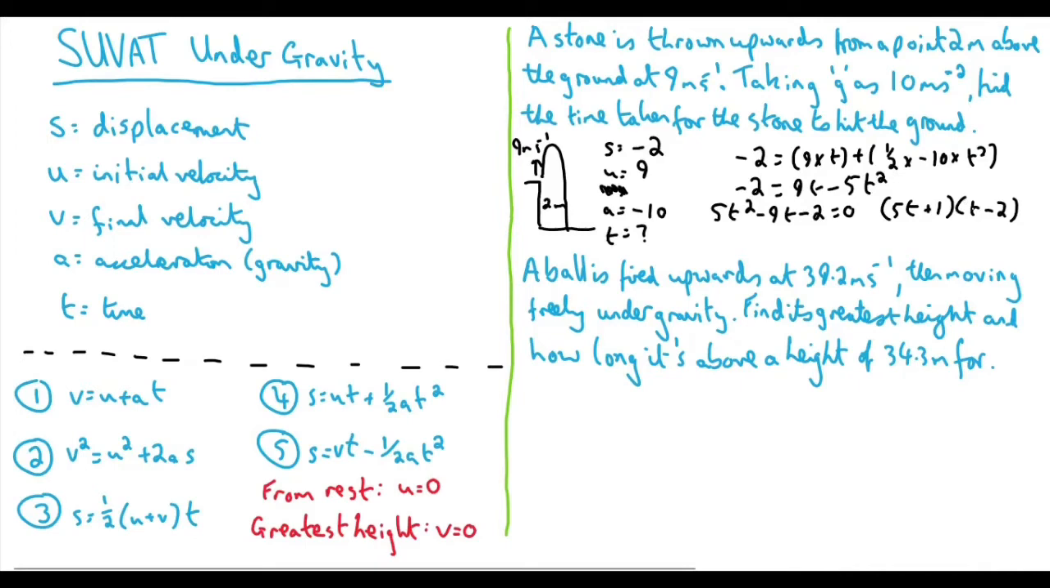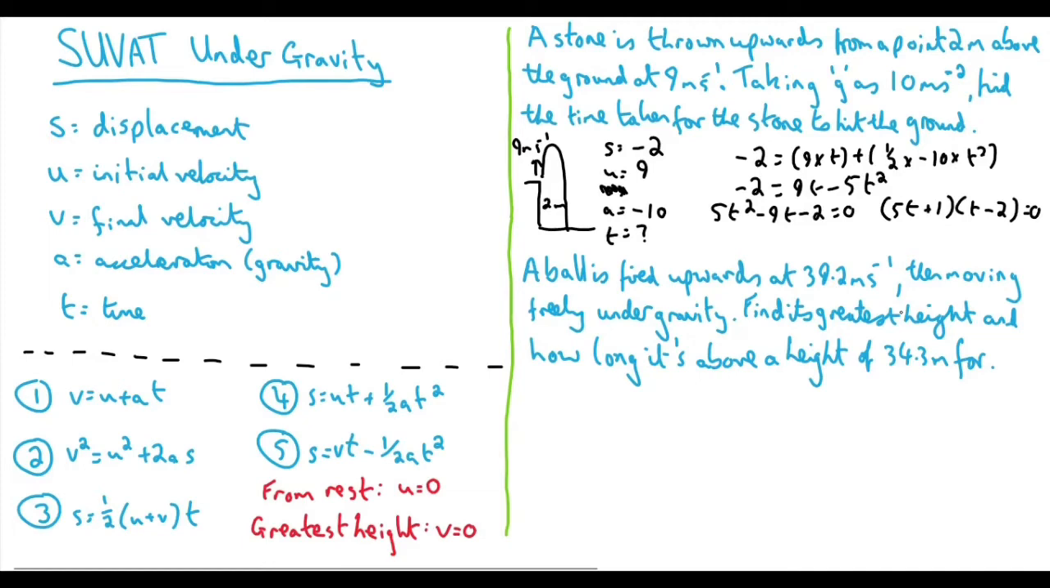So 5t times t is 5t squared. 5t times minus 2 is minus 10t. 1 times t is plus t. And then 1 times minus 2 is minus 2. So we've got the 5t squared, got the minus 2, and minus 10t plus t gives us that minus 9t there. So this is the correct factorisation.